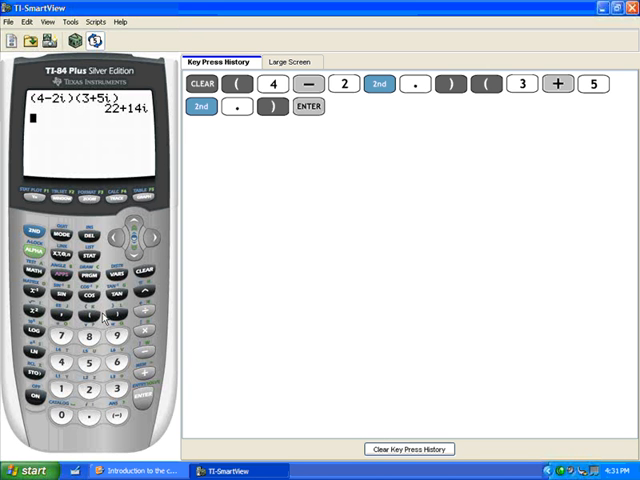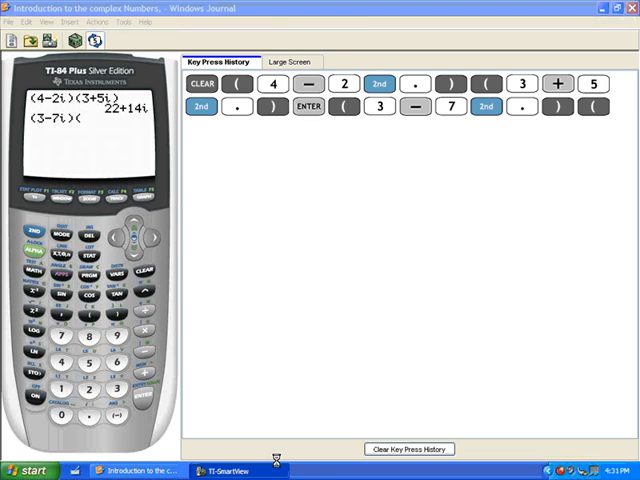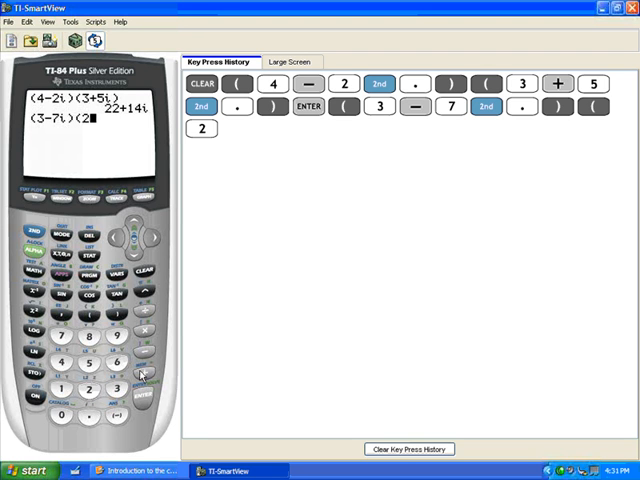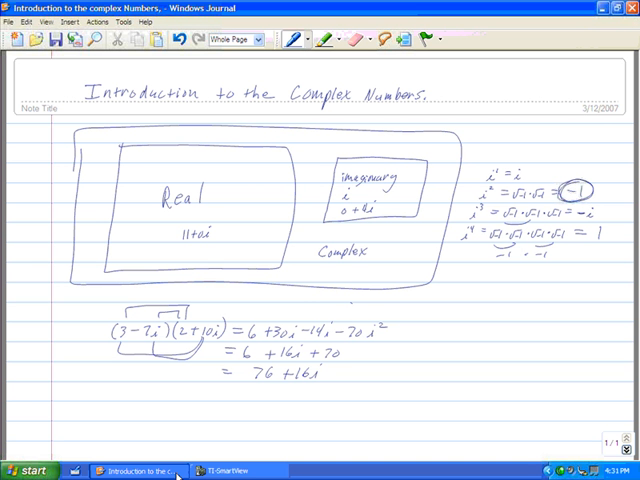And again, on your calculator, left parenthesis, 3 minus 7, second function, bring up the i, close parentheses, open the other one, and 2 plus 10i was the other number. So I have 2 plus the 10, second function, bring up the i, close the parentheses, hit enter. 76 plus 16i was exactly what we got. So that's how you multiply and add and subtract these complex numbers.